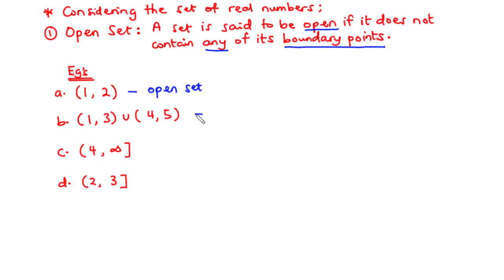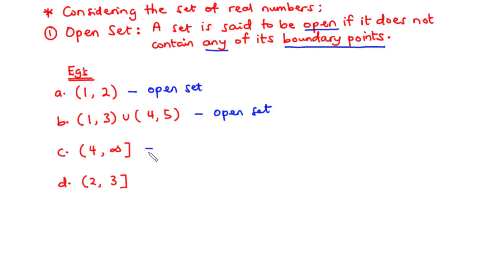Now let's move on to B. So for B, we have 2 open intervals. We have (1, 3) union (4, 5). Now you realize that the boundary points 1, 3 are not part of this interval, as well as the boundary points 4, 5 are also not part of this interval. Hence we say that this is an open set. Notice that the union of two or more open sets is also an open set.